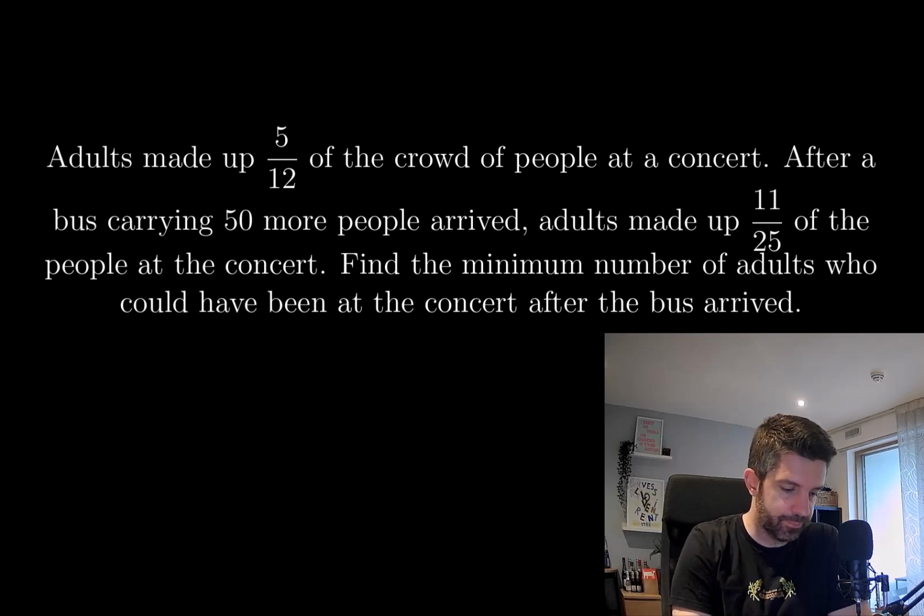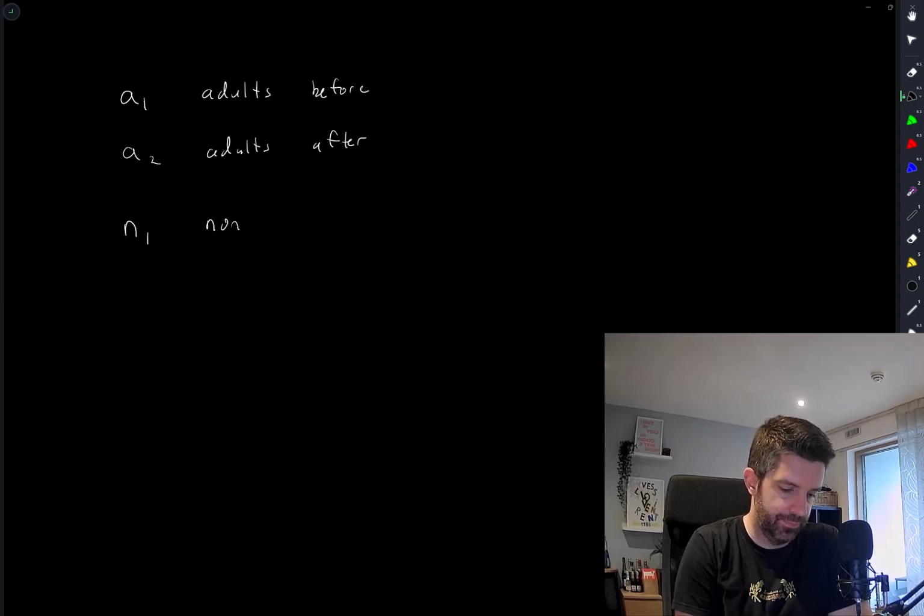Anyway, so let's say A1 is adults before the bus, and A2 is adults after. And let's say N1 is the non-adults before, and N2 non-adults after.